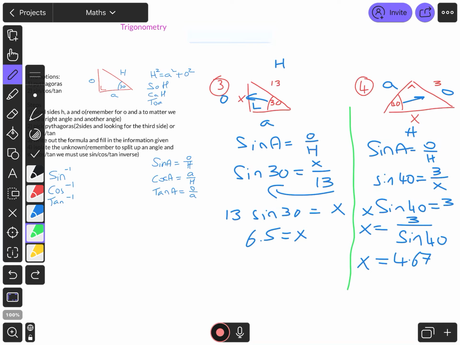Okay, so for those two questions, you can now do the questions on your sheet, questions 4 to 9. Questions 4, 5, and 6 have the number on the bottom, so they're a bit easier. Questions 7, 8, and 9 have the x on the bottom, so you have to do that extra step.